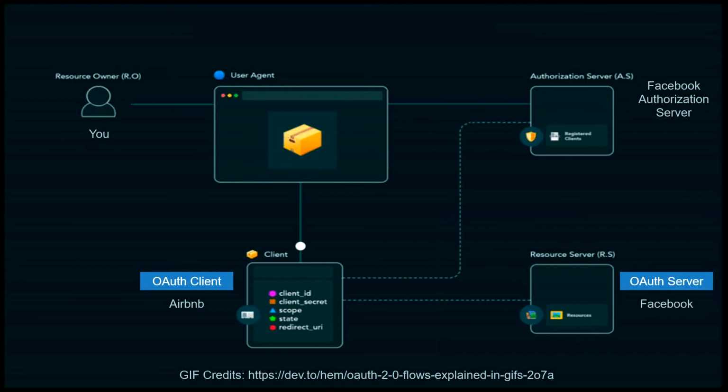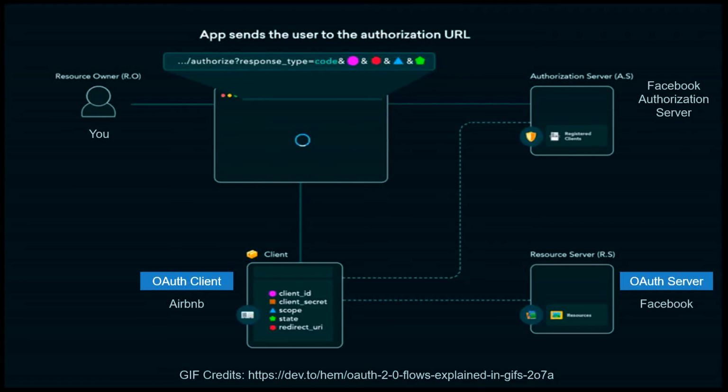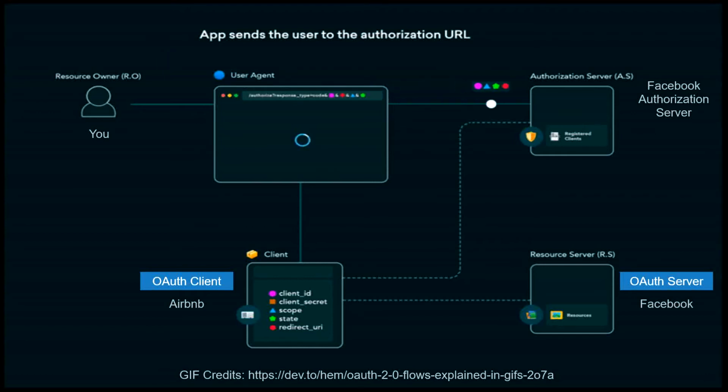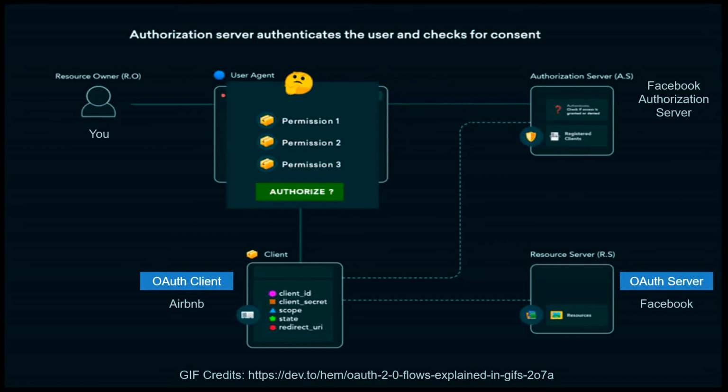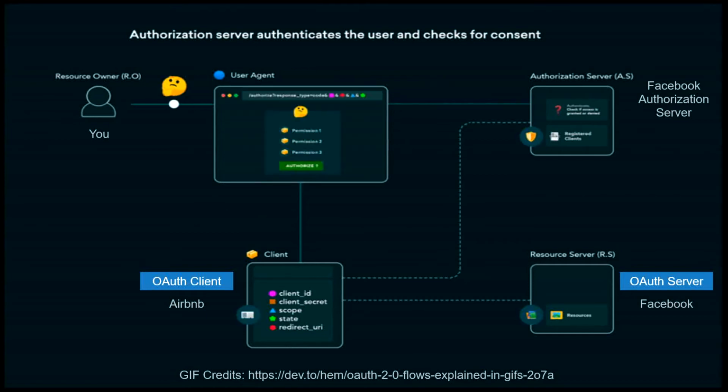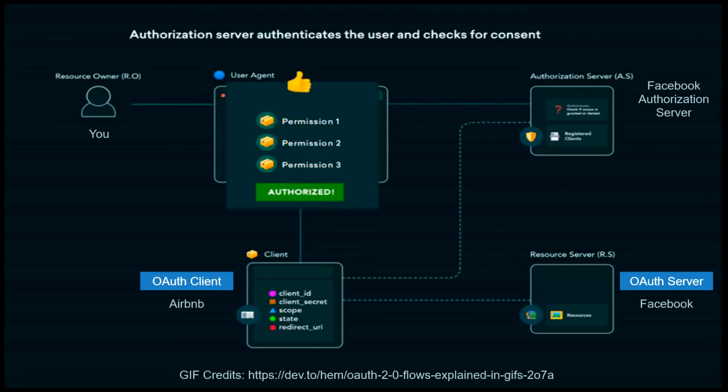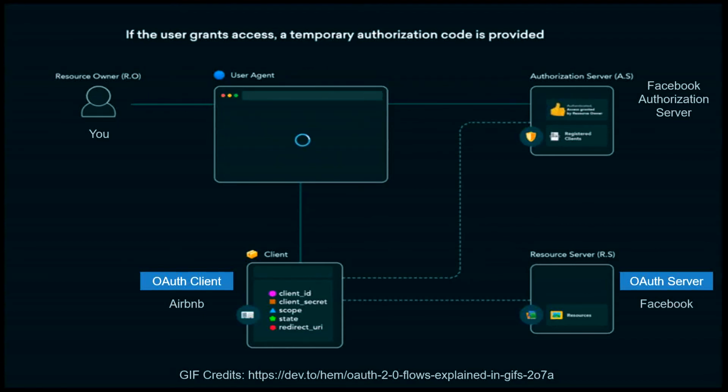Now, when you go on Airbnb, that is the client, and say log in using Facebook, the client sends you to the authorization service URL. You get the login page to log in to the authorization server, that is Facebook in our example, and these details are sent to the authorization server along with the client ID and client secret of Airbnb. It also contains the redirect URI. The authorization server then authenticates the user and asks the user for consent to share the data with the client. Once the user agrees to share the data, this response is sent back to the authorization server.